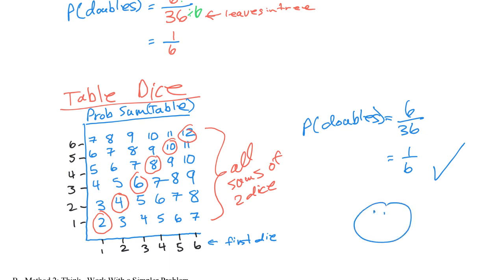I'm very happy with this. So remember, that dice sum table that we have right here is one of the most useful things that you can do when you have to figure out all the different possibilities of 2 dice. And this is why we love theoretical probabilities.